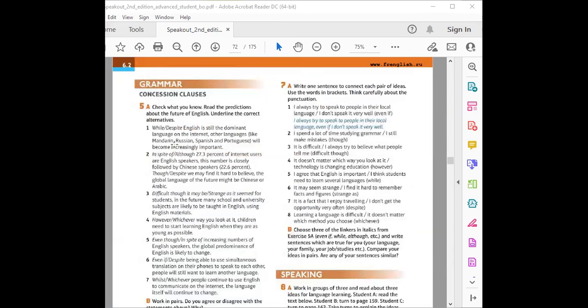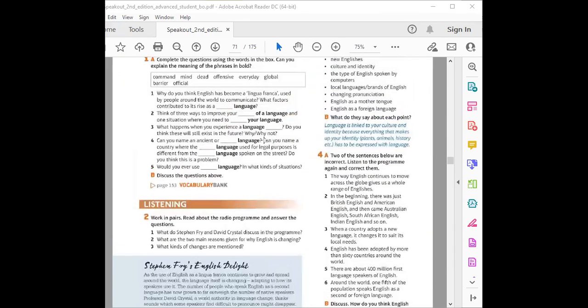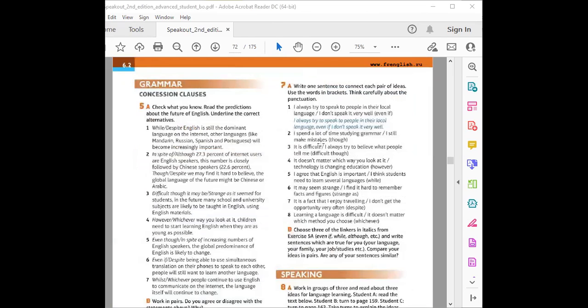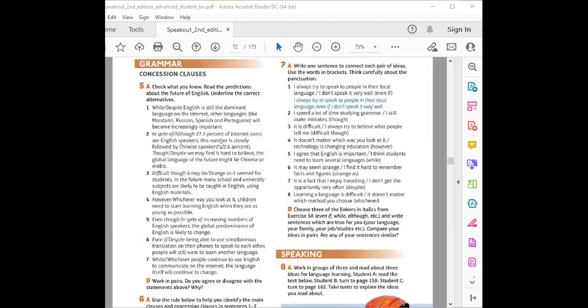Okay, so before the break, we discussed languages, and we had the program from BBC. Now it's time for grammar. We have something new to discuss here. In fact, it's not very new. Perhaps just the name is new for you. The concession clauses. What is a clause, if I may ask you guys? Do you know what a clause is in English?